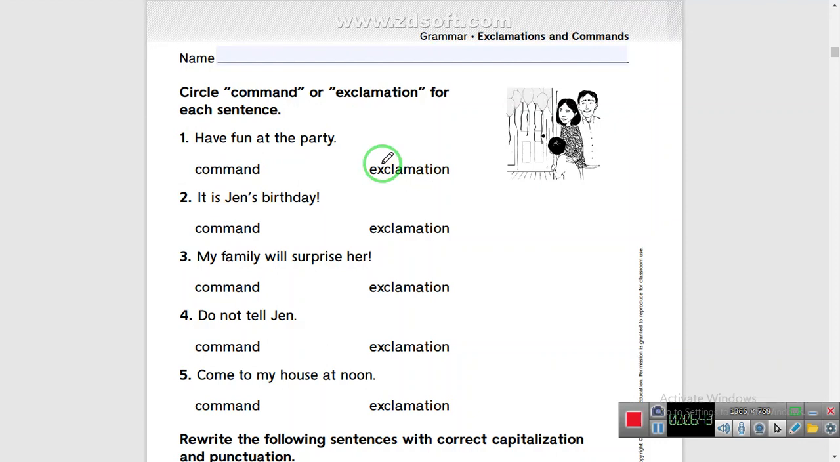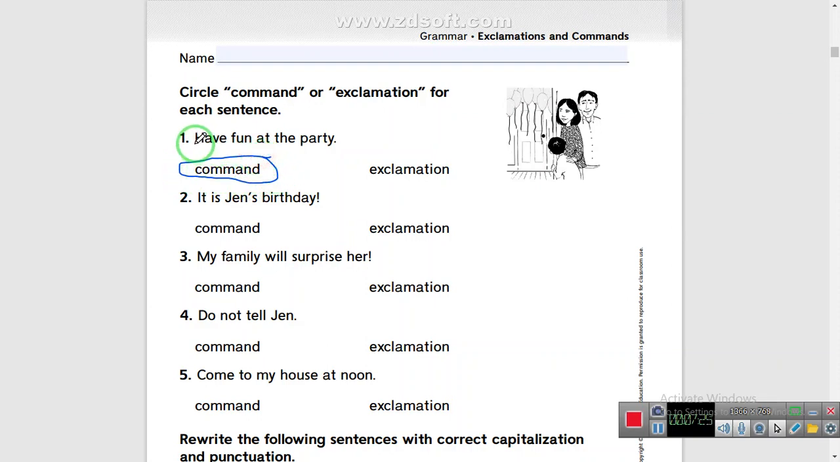Have fun at the party. Is this sentence showing feelings or is it telling someone to do something? Remember, a command is telling someone to do something. An exclamation expresses feeling, shows feelings. So here, have fun at the party. Is it telling someone to do something or is it showing excitement and happiness and feelings? True, it's telling someone to have fun at the party. So, it's a command. We circle the word command.